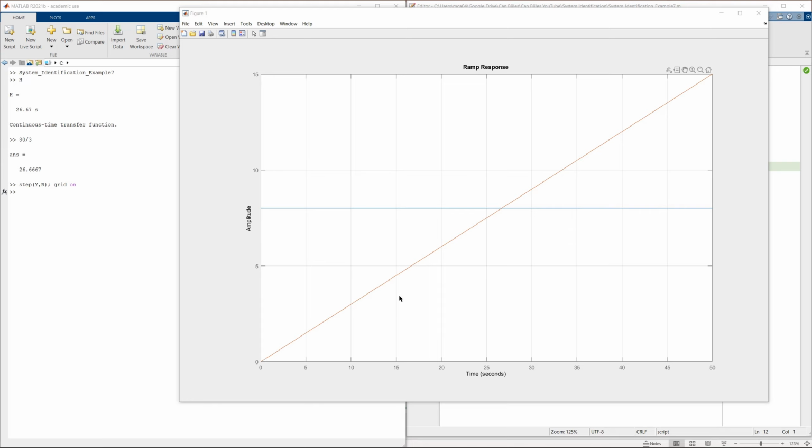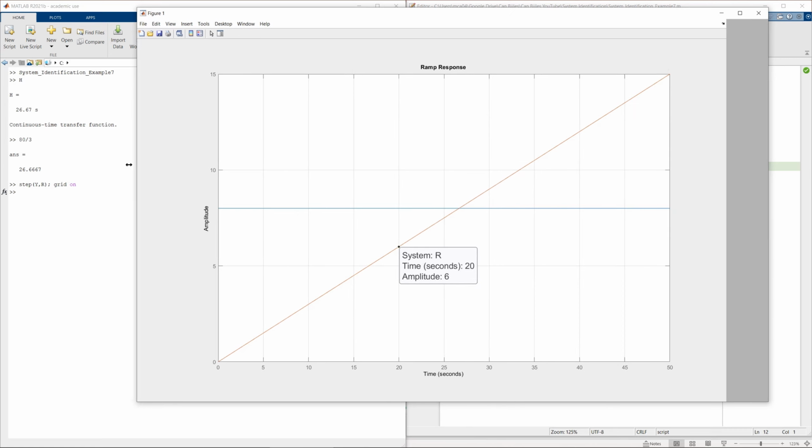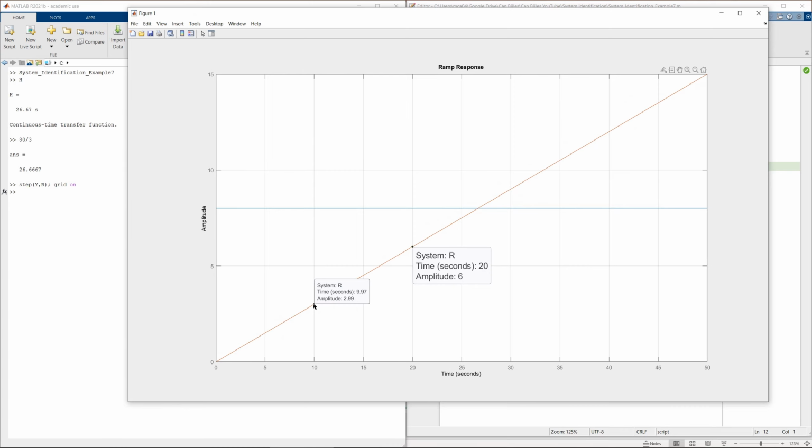The orange line is in this case the input, and the blue line is in this case the output. So what we had was 20. That was at 6, so I can go to 6 and make this larger. You can see this is indeed 6. And if I go, for example, to 10, which is a value in time 2 times smaller, then I have an amplitude of 3. You can also see that the output here is a constant at 8. So it is always 8. It will not change if the time is changing.